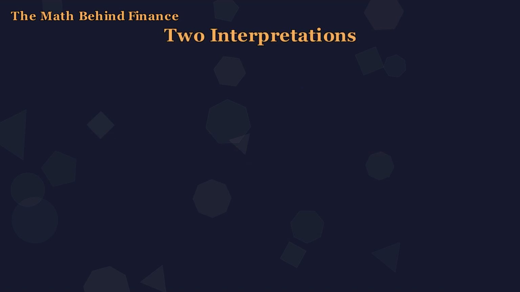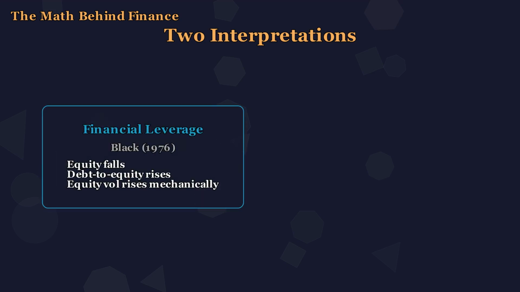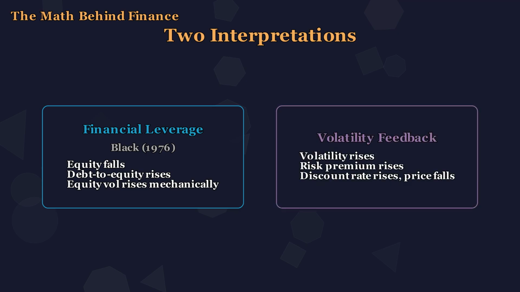Where does the leverage effect come from in the real world? There are 2 classical explanations. First, financial leverage, proposed by Fisher Black in 1976. When a firm's equity value falls, its debt-to-equity ratio rises mechanically, making the equity riskier and more volatile. Second, the volatility feedback channel. When volatility rises, investors demand a higher risk premium, which raises discount rates and pushes prices down further. A self-reinforcing loop. Research shows that neither explanation alone is sufficient. The effect persists even in all-equity firms. Heston's model captures the net result without choosing sides.